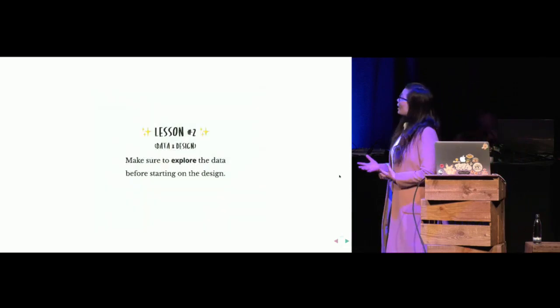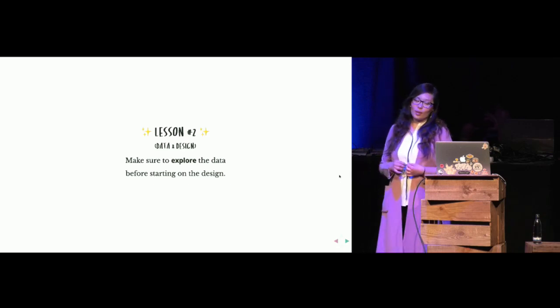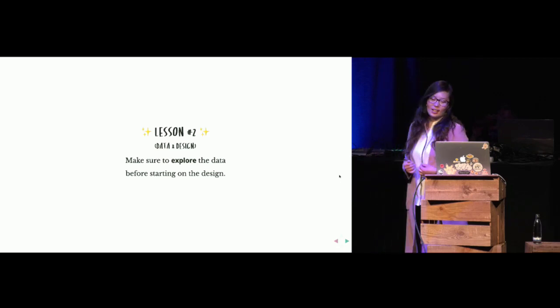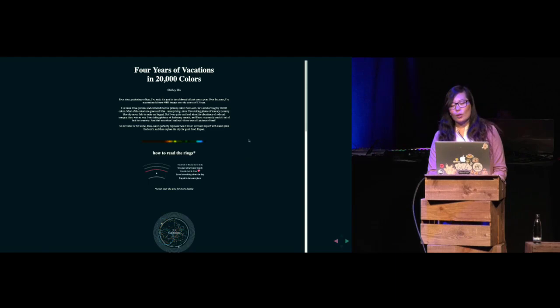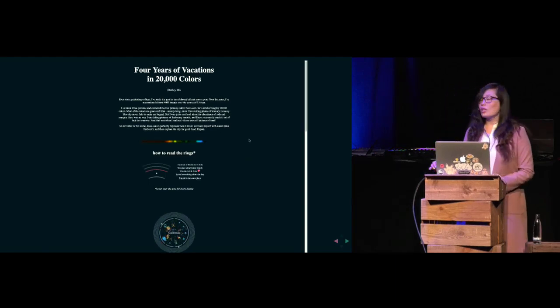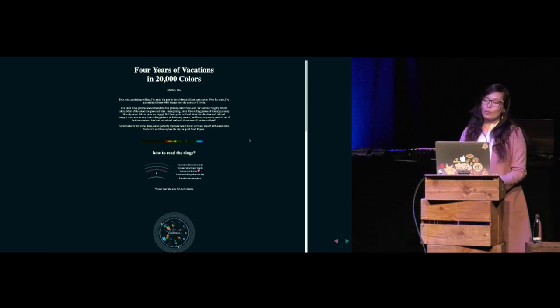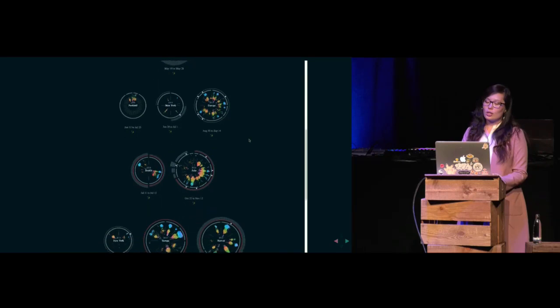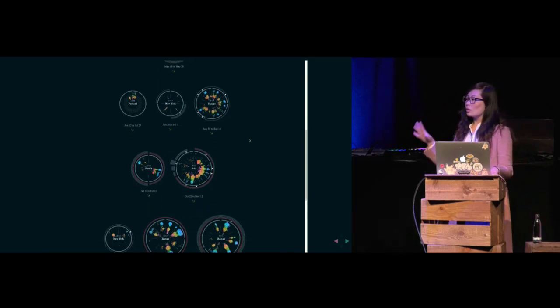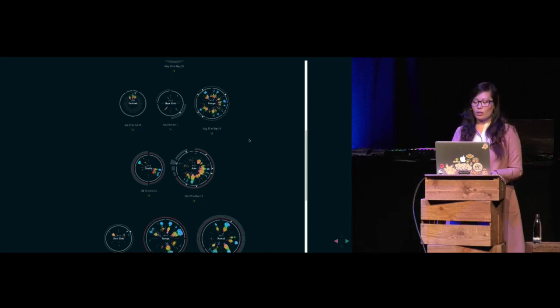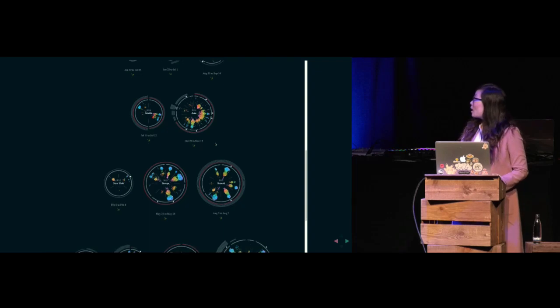And now that we have the data, the second lesson, very important, that I've learned, is to make sure to always explore the data before starting on the design. This is a personal project I did for Data Sketches called 4 Years of Vacations in 20,000 Colors, where I took 4,000 images from my 13 vacations, took out the 5 primary colors, the 5 most frequently occurring colors from each of those images, grouped those colors by the trip that it was taken on, and arranged them by the day of the trip that they were taken on.